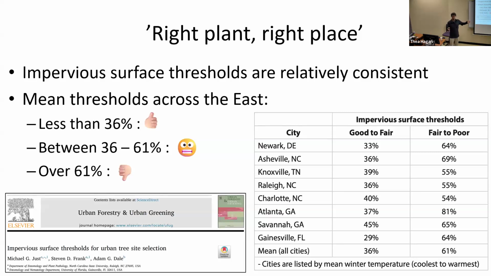But the thresholds remain relatively consistent. So we identified those inflection points across all the cities. And on average, if you're less than 36%, that's a pretty good outcome. If you're between 36 and 61, you need to be careful. Over 61 is don't plant. Or if you do have a tree there, it's not going to be a good outcome. So that was reassuring that it remained fairly consistent. But again, this is for one tree species, the most common tree, but one tree.